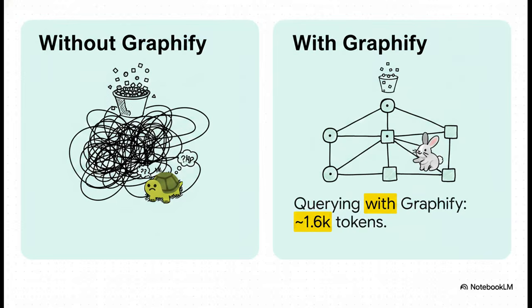And this slide really puts it all into perspective. Trying to query the raw repository might take around 123,000 tokens. But by first building that knowledge graph and then querying that, Graphify slashes the cost down to just 1,700 tokens. That's not an improvement, that's a revolution. It's like going from a horse-drawn carriage to a supersonic jet.